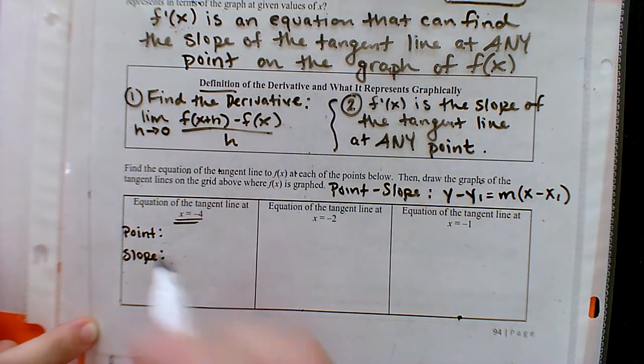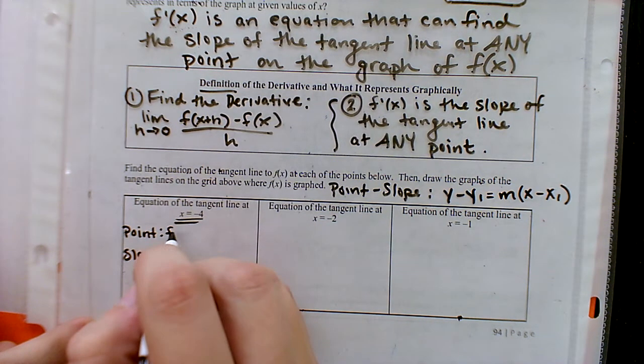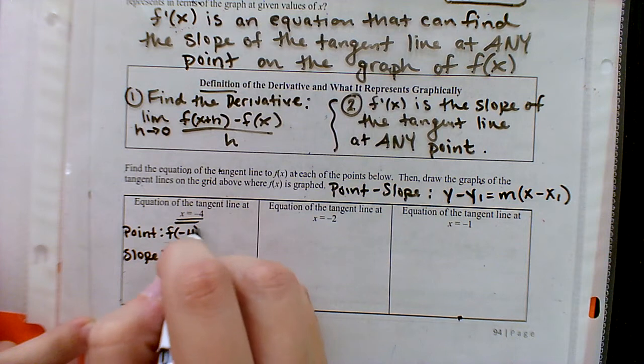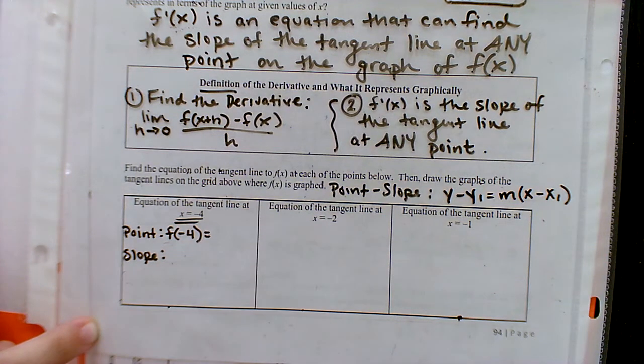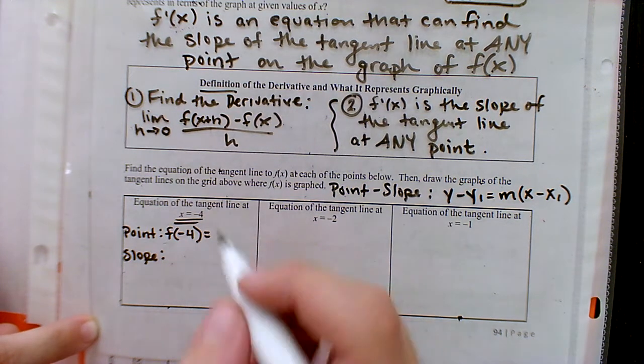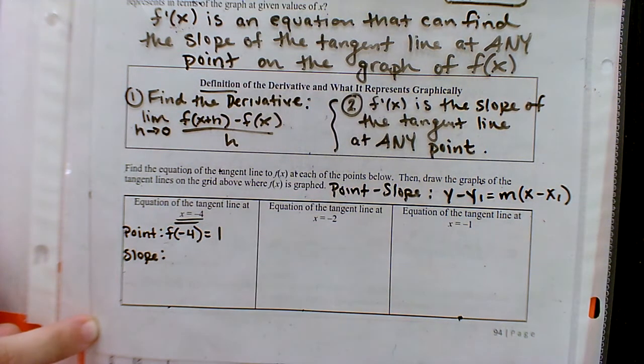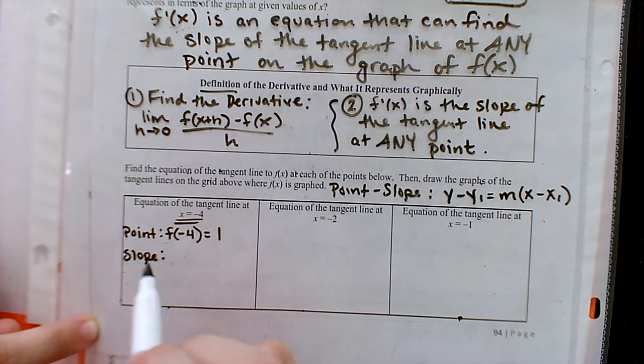So let's talk about the point first. If you were to plug in -4 into the original equation, that parabola, what point or height value would you get out based off the graph? Can you find it based off the graph at the top? You would get out 1. Notice how that point is on the parabola, on the curve.